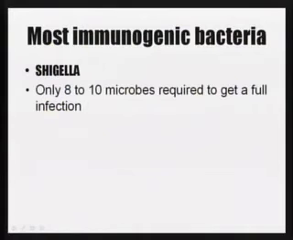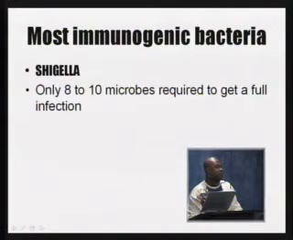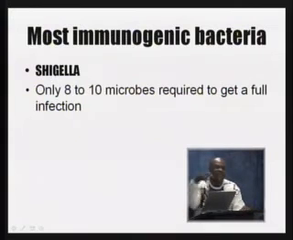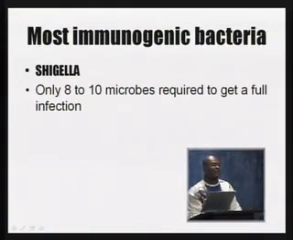The most immunogenic bacteria out there is one called Shigella. All you need is 8 to 10 of them, and you got an infection already. With so many other bacteria, you need like 100,000. Do you hear me? That's a big difference. 8 to 10, 100,000. That's pretty immunogenic. That's virulent, folks. Okay? So Shigella is one of the worst bacteria out there.